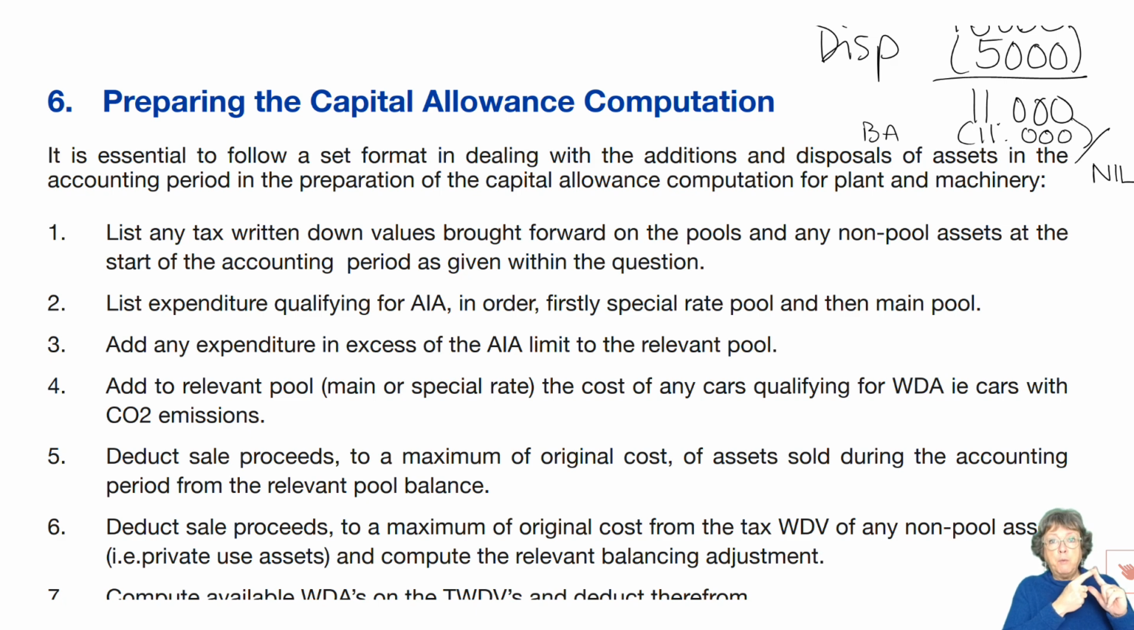All the AIA equipment, the assets that you bought, don't forget you can't have it on cars. That's dealt with first. Any expenditure in excess of that, which you've then claimed, goes into the relevant pool, either the main pool for writing down allowance, or the special rate pool.